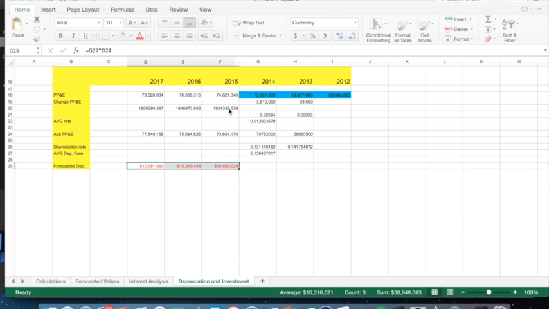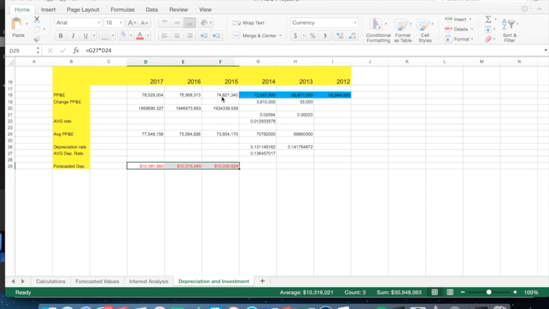We can then add that to the previous year, the most recent year, which would have been 2014, to give us the forecasted value of PP&E in 2015, which would be $74 million. You can now do the same thing for 2016 and 2017 to get those forecasted values as well. So now that we have our new values, we can now go ahead and find depreciation.